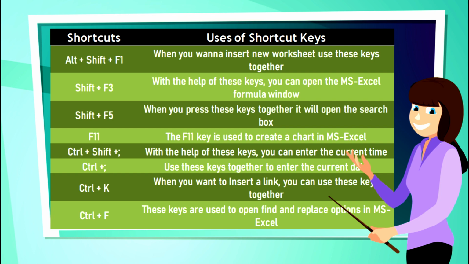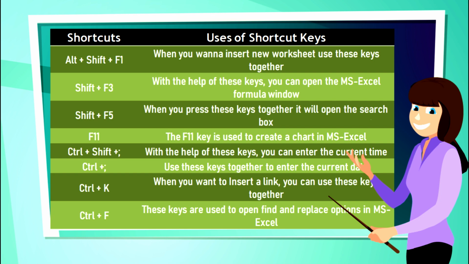F11, the F11 key is used to create a chart in MS Excel. Control plus Shift plus semicolon, with the help of these keys, you can enter the current time. Control plus semicolon, use these keys together to enter the current date.